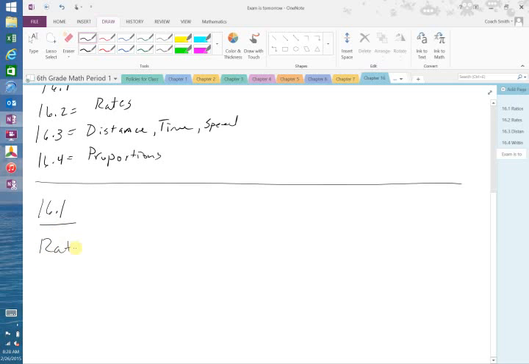16.1, remember, a ratio is expressed as a fraction, expressed as an improper or proper fraction in lowest terms.